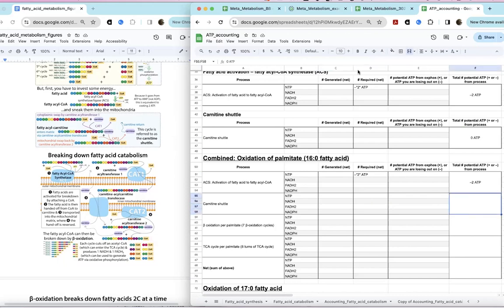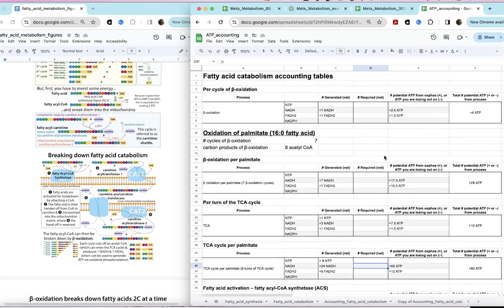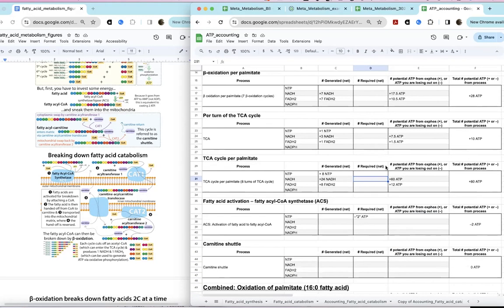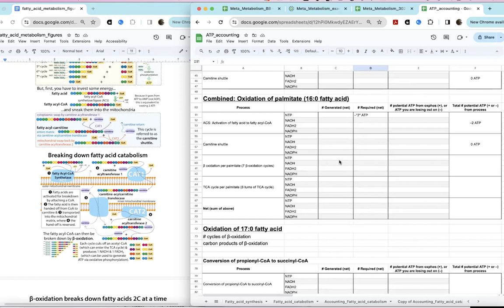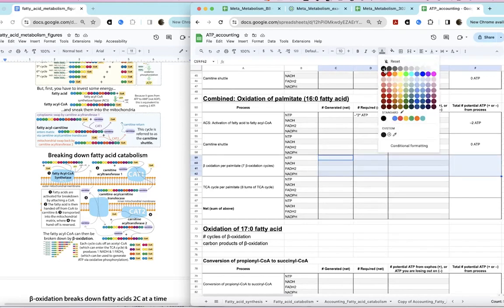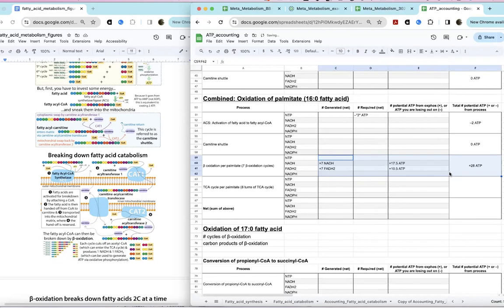What about our carnitine shuttle? This was a simple one. We said this wasn't going to cost us anything. Now we have our beta oxidation per palmitate. So we already did the hard work for this. We saw that we need to go 7 beta oxidation cycles. So we just copy this number into here. And voila, we see that we're going to get 28 ATP from that process.